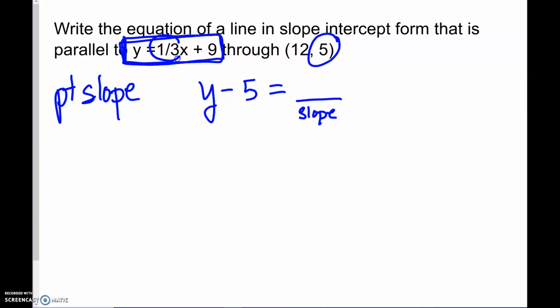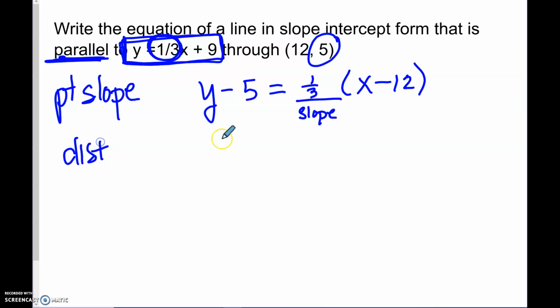The slope is 1/3. And what do we know about parallel lines? Parallel lines have the same slope. So if that slope's 1/3, then I'm going to put 1/3 in here. And then x, my x value is 12, so I'm going to write -12. Okay, now that's point-slope, but they want it in slope-intercept form. So the next thing I'm going to do is distribute. So y -5 equals the 1/3 times x. Now what number am I going to write next?